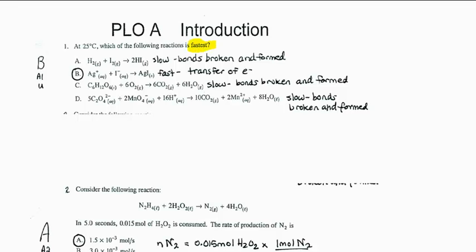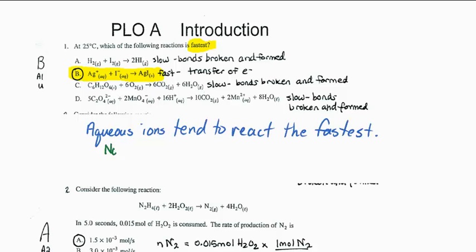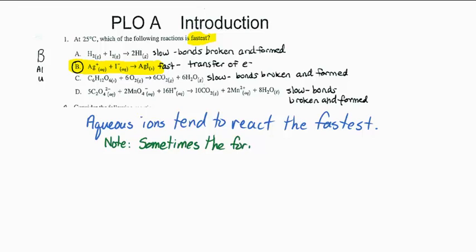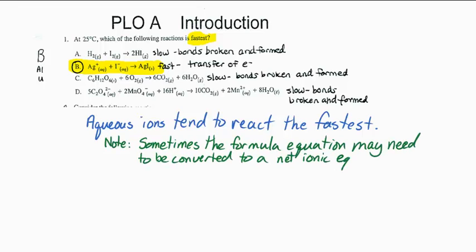Well, in this first question, what we're looking at is that ionic equations tend to be really fast. Question B beats out D because B is simpler as well. Now, sometimes you're given a formula equation, so don't forget to look at it.